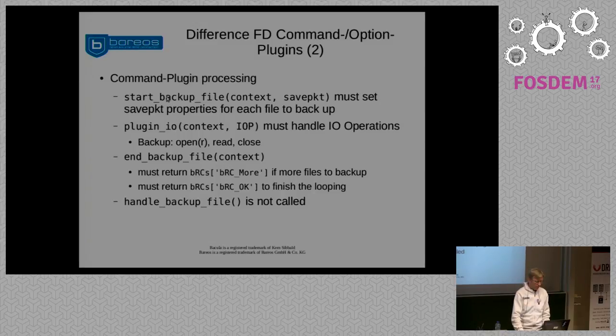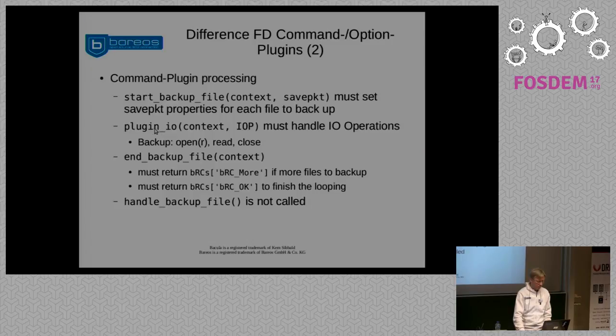Now to some more callback hook functions that are called within the Python code. When a backup runs, for each file it invokes the start backup file function in Python. The context parameter is always passed, and this context must also be passed back when we call functions in the Bareos core. And the save packet is a data structure which must be filled with some data for each file that's being backed up.